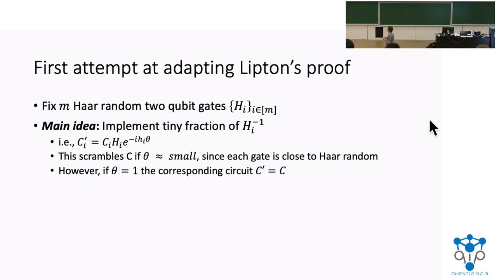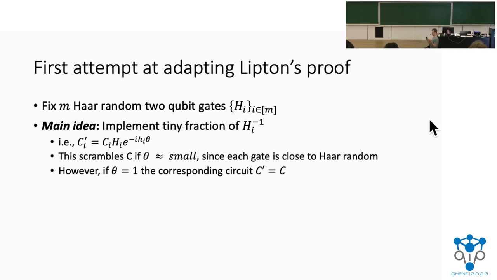On the other hand, if theta is equal to 1, so if it's not small, then what we're doing is implementing Ci times Hi, which is completely scrambled, but then we're multiplying back by e to the minus i little hi times 1. Well, by definition, e to the minus i little hi is hi inverse, and so we get back our worst case circuit. We get back all of the worst case gates of our circuit C, okay? So this is what I mean when I say this has a very Lipton-like feeling to it.